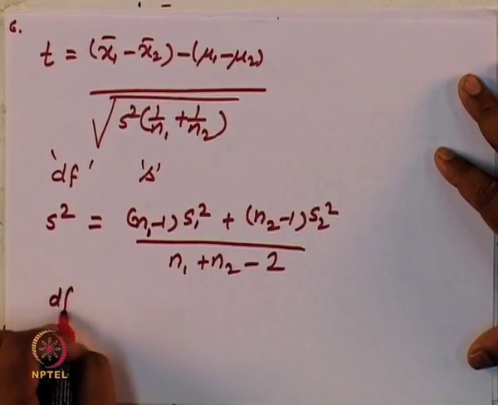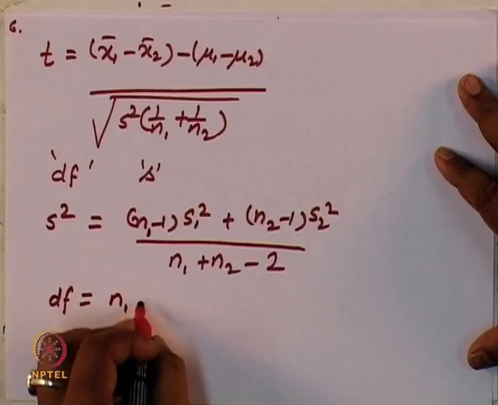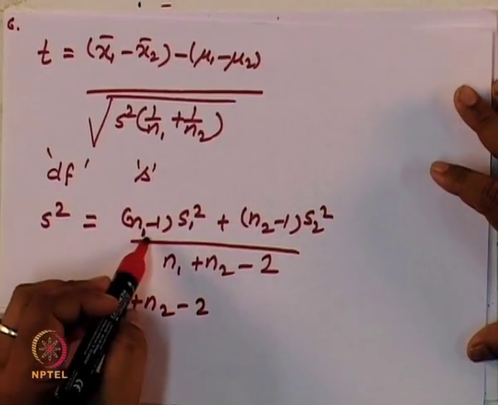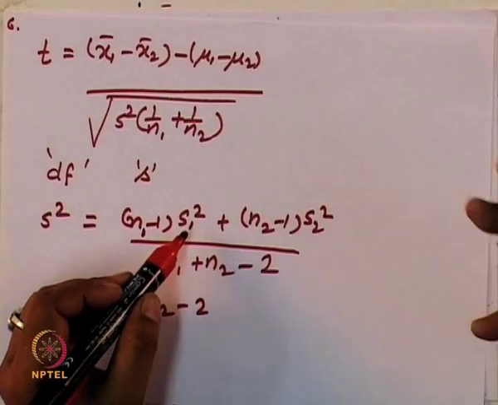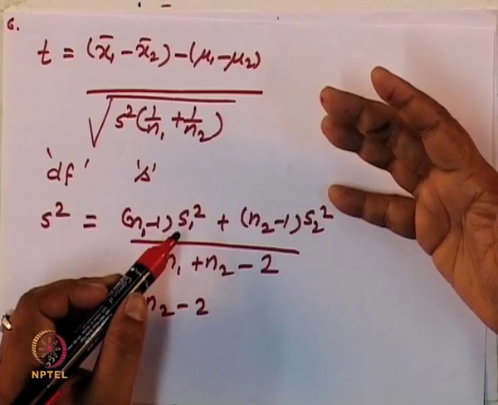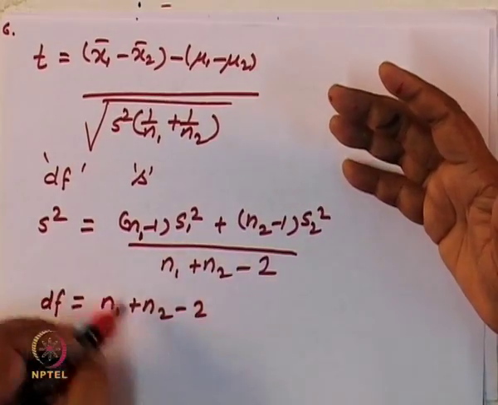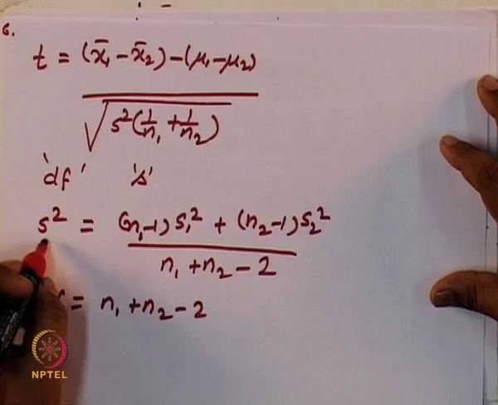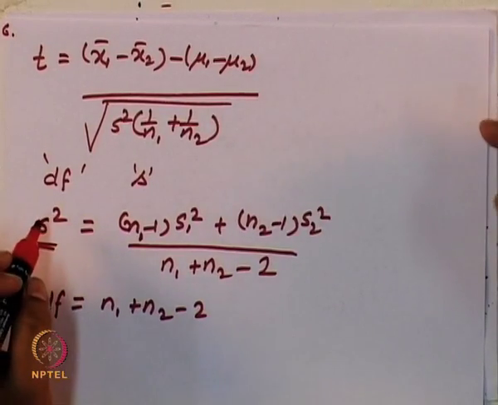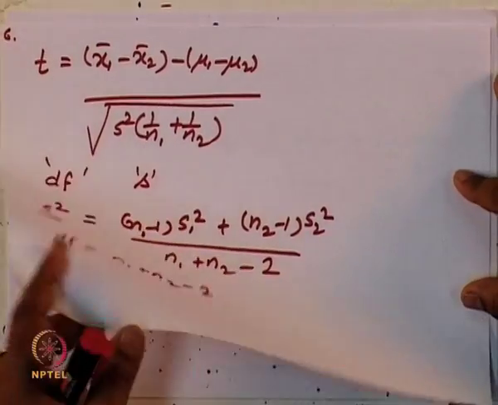Okay. And you set df equal to n1 plus n2 minus 2. So, n1 minus 1 into s1 square will give you the sample variance, same for the sample variance for this, and then you average it by n1 plus n2 minus 2 to estimate the average sample variance for both the samples.